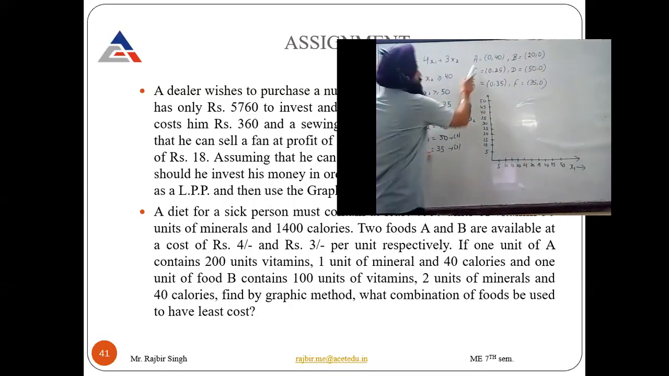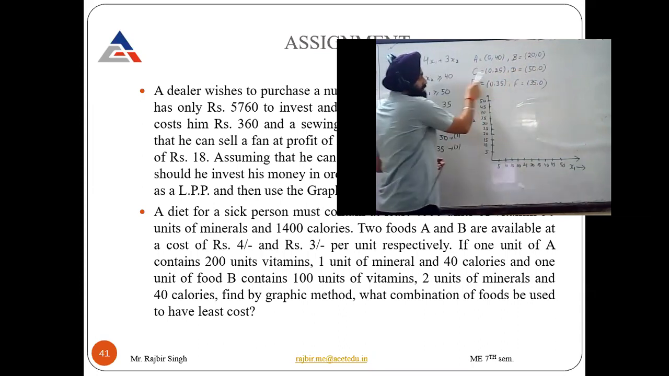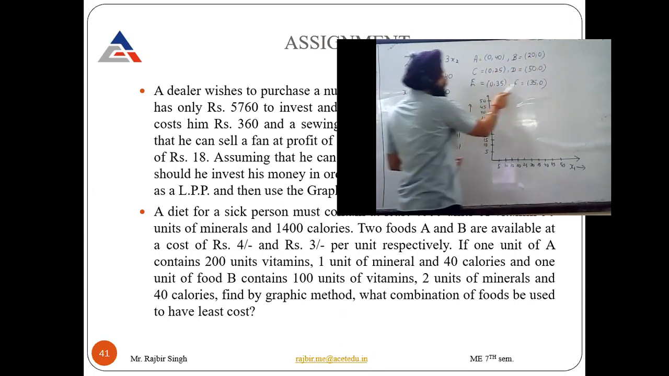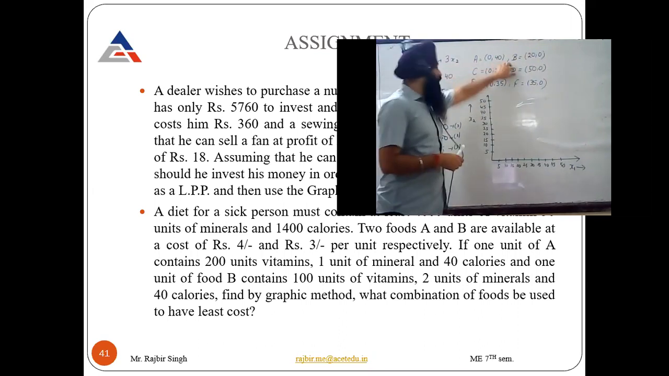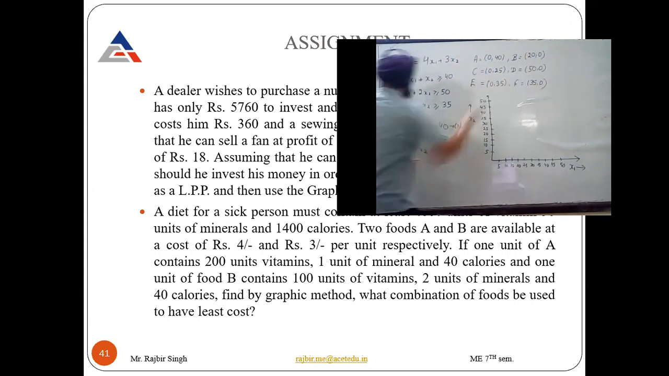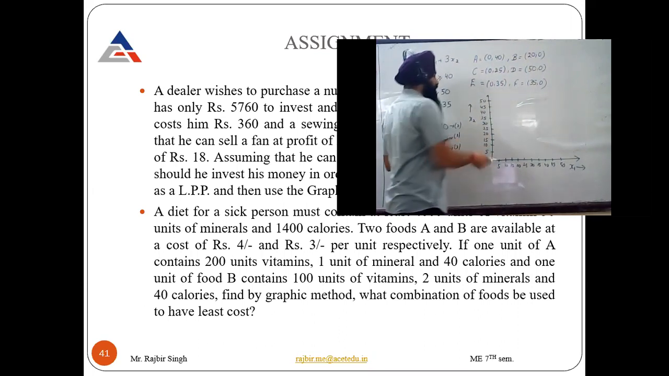So the point A is 0 comma 40 and point B is 20 comma 0. Point C is 0 comma 25, D is 50 comma 0, E is 0 comma 35 and F is 35 comma 0. So the first 2 points represent equation number 1. C and D will represent equation number 2, and E and F will represent equation number 3. Now we will plot these points on a graph.